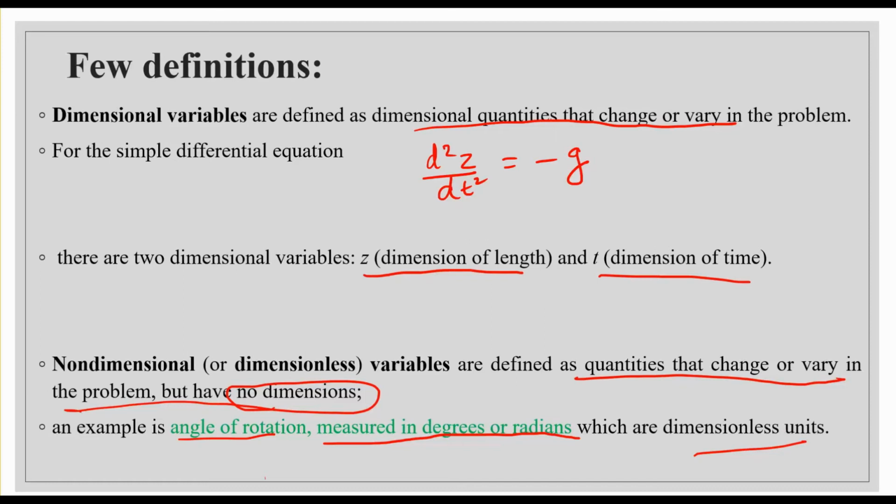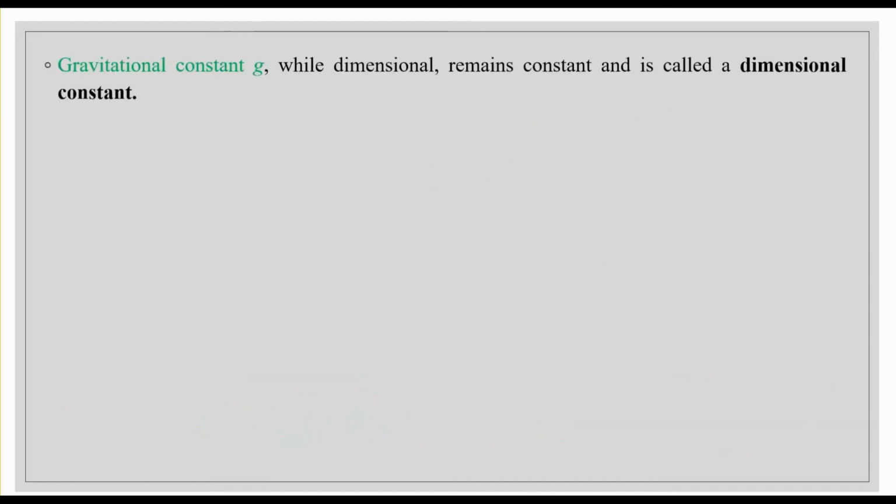Now if you look at the gravitational constant, you can see that this has a dimension. But it remains constant if you choose some unit, like if you are in meters and seconds, then its value is 9.8. So this is a constant while it has a dimension, so it is called a dimensional constant. What is its dimension? Its dimension is L T minus 2. Now this is a kind of acceleration.